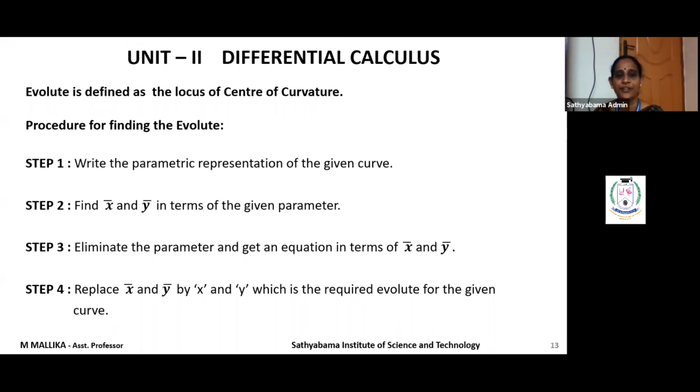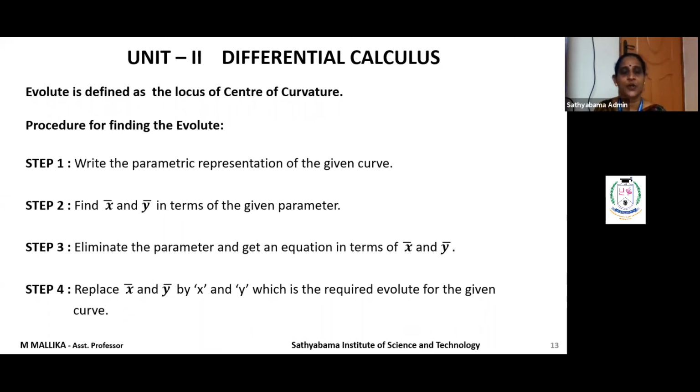So step 2, I find x bar in terms of the parameter, y bar in terms of the parameter. Then step 3 is eliminate this parameter, whatever parameter you have, and get an equation in terms of x bar and y bar. Form an equation which involves only x bar and y bar and not the parameter. That is step 3. And the last step is change x bar as x, y bar as y. That is going to be your evolute. And there is a meaning for locus. Locus means you have to change x bar and y bar as x and y in the equation containing x bar and y bar. So this is the procedure for evolute.